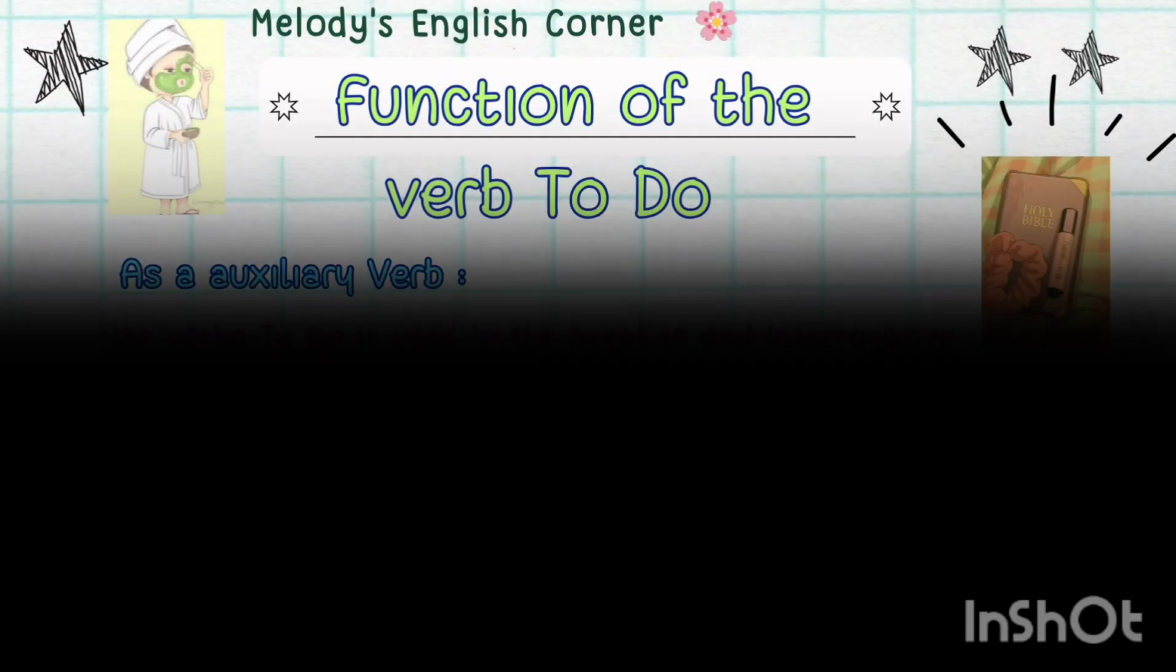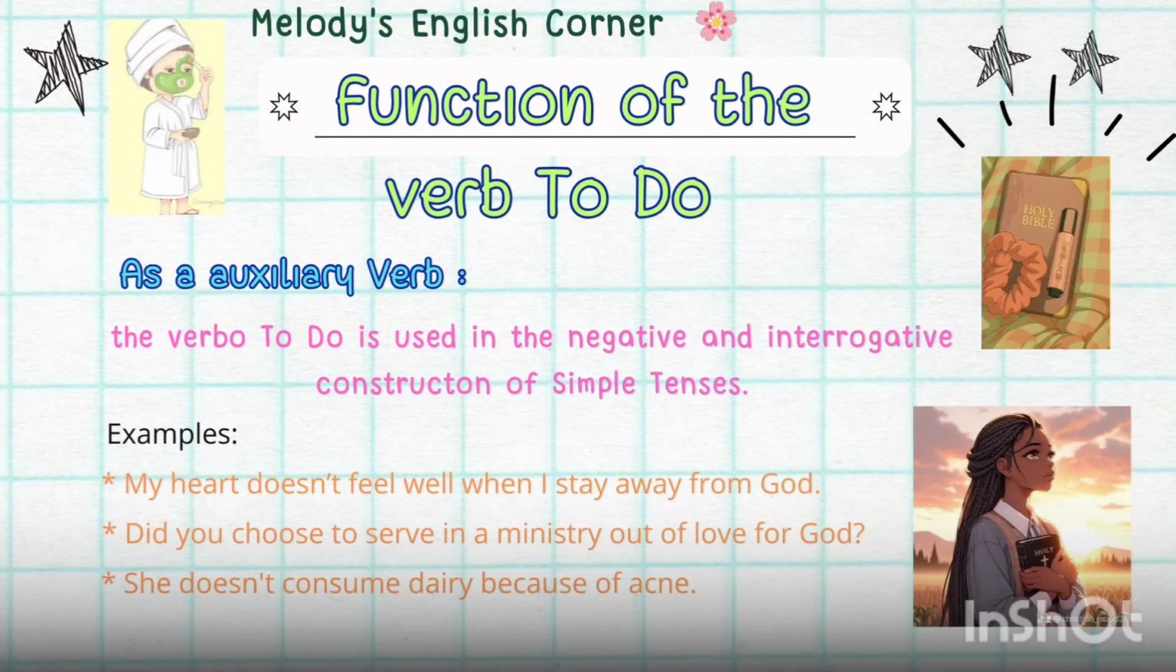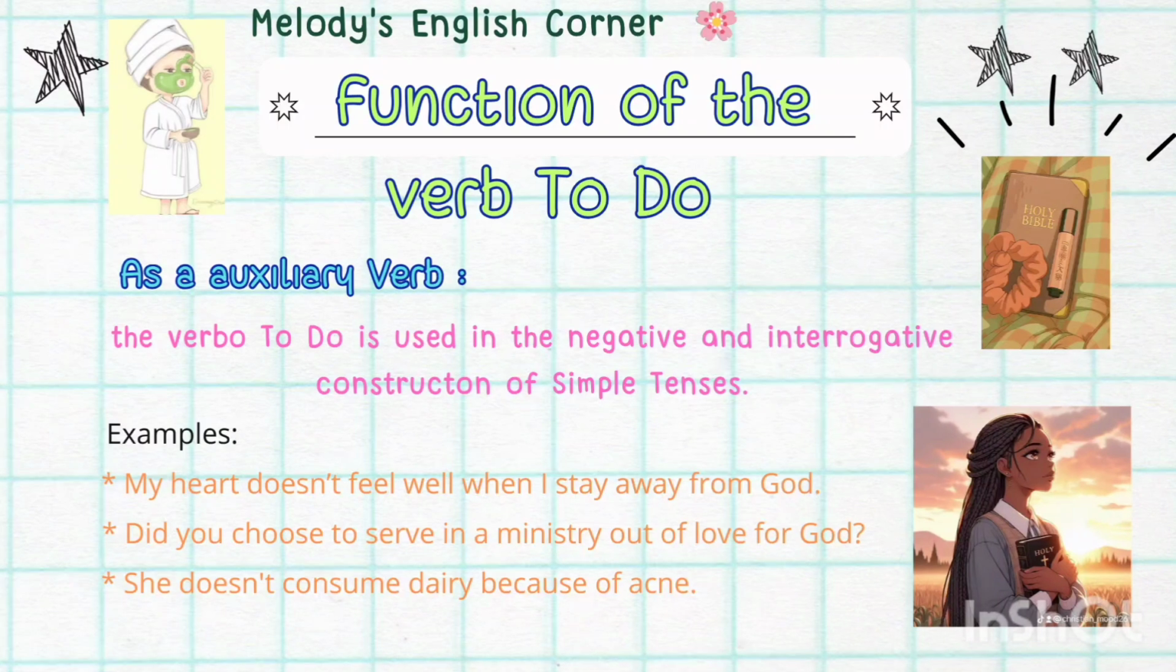Okay, now let's talk about to do as an auxiliary verb. I'm sorry guys. Let's continue. The verb to do is used in the negative and interrogative constructions of simple tenses.